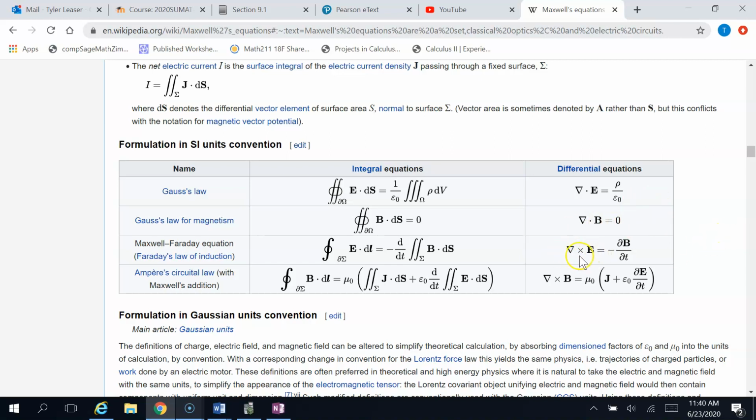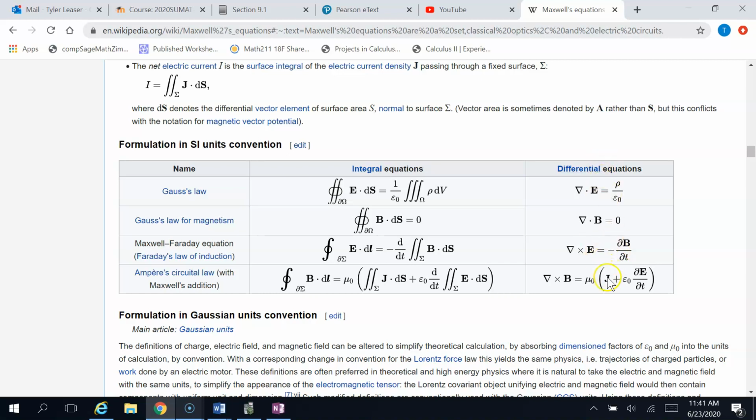This is something kind of weird. This is the cross product of the derivative and the electric field. Don't worry what this means. This is the negative derivative of the magnetic field. Basically what this one is saying is that if you have a moving electric field, it creates a magnetic field. What this one is saying is that if you have a moving magnetic field, it creates an electric field. So magnetism and electricity kind of play off of each other based on these differential equations.